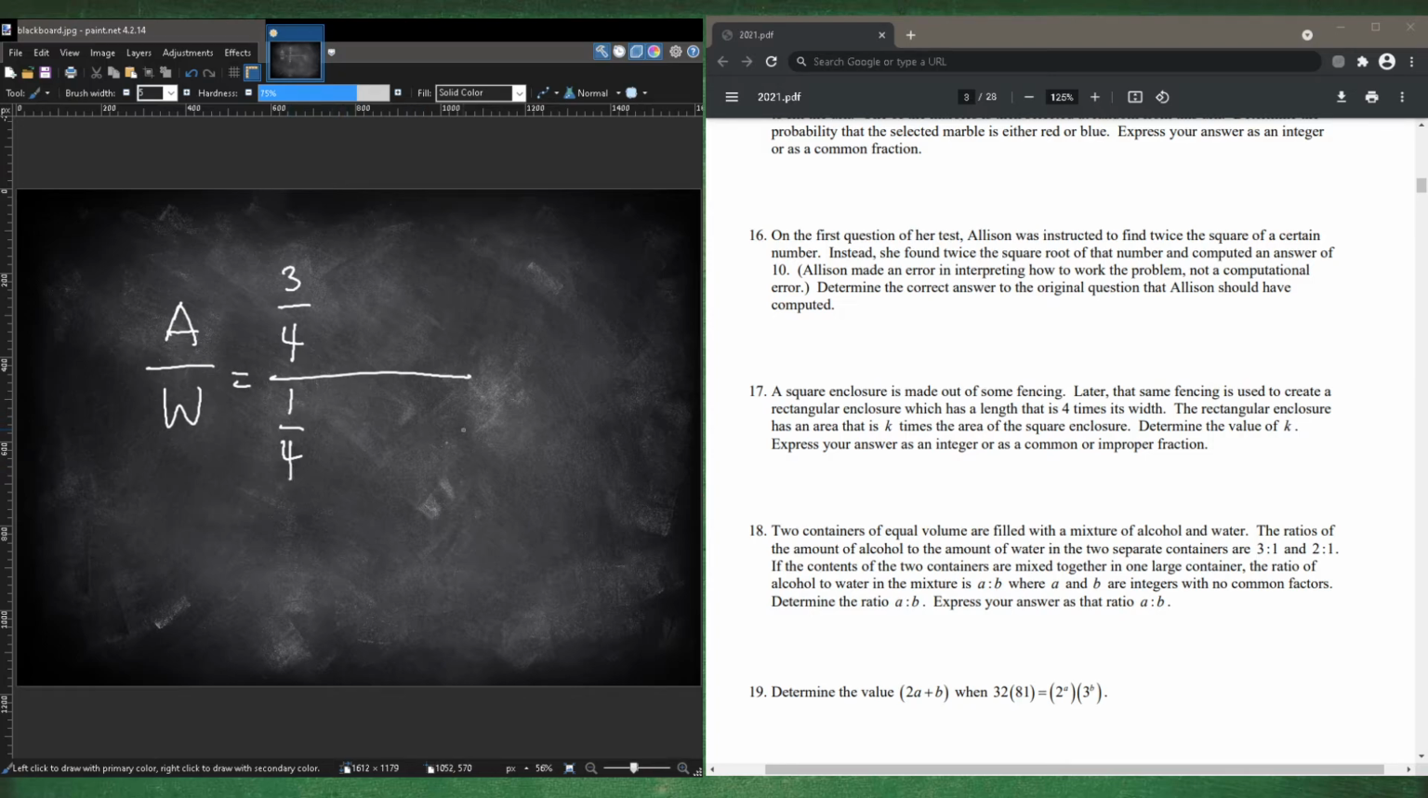Now we do the same thing for the second container. So 2 plus 1 is 3. And 2/3 of it is going to be alcohol, and then 1/3 of it is going to be water. And it's just a simple calculation from here.